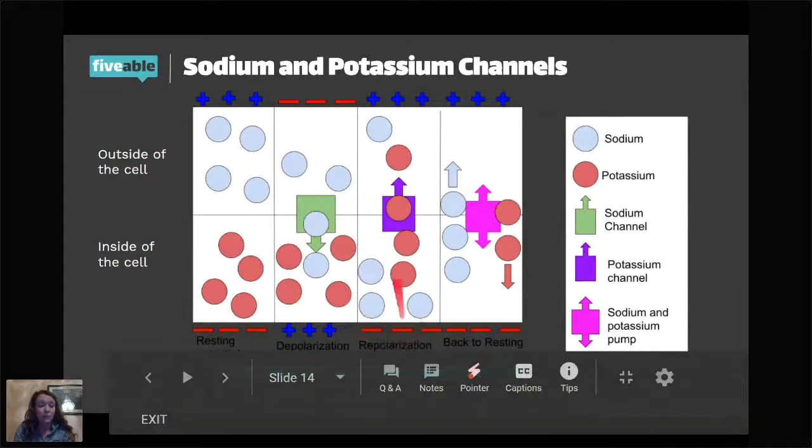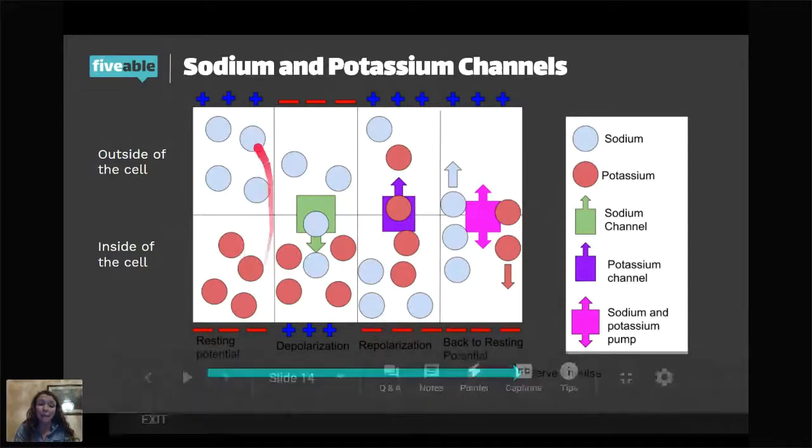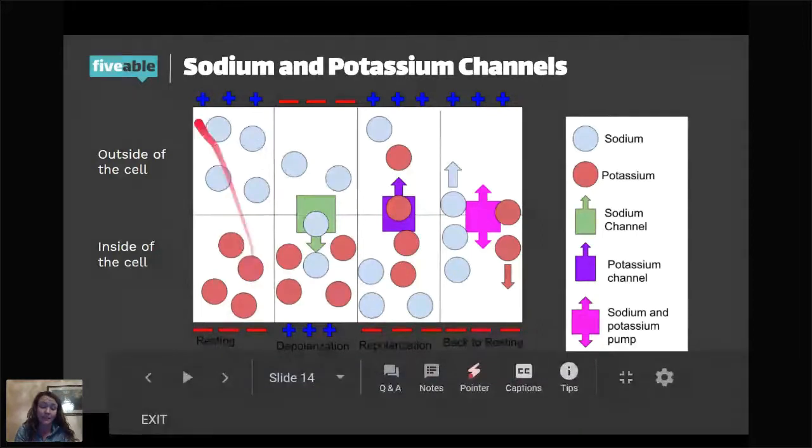Okay, so potassium moves out and the cell starts to get more negative. Okay, so that's all well and good for the time being. We've started to reset the cell, but in order to fully reset the cell, we need to get it back to salty banana status. We needed to get it back to where potassium is inside and sodium is outside.